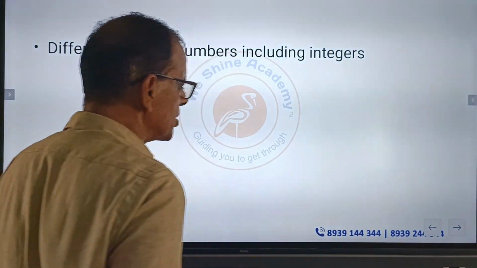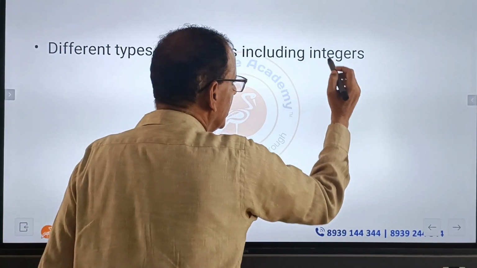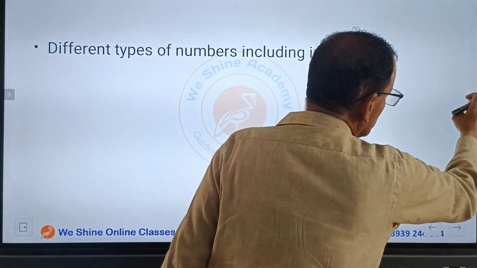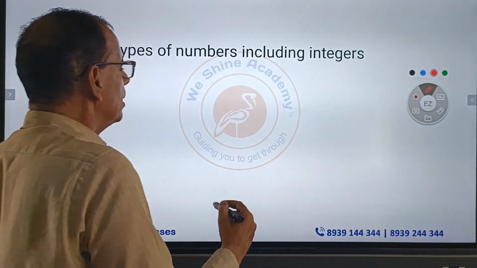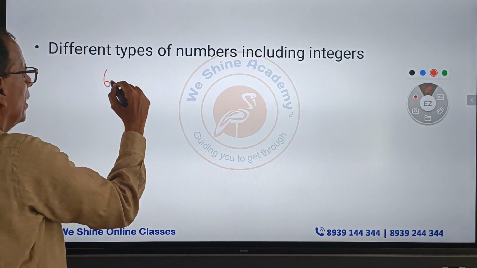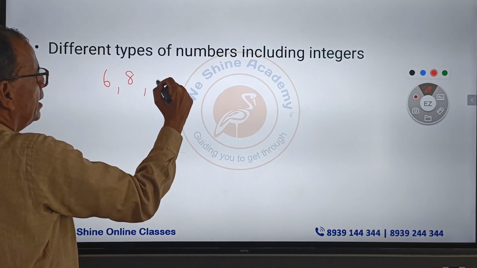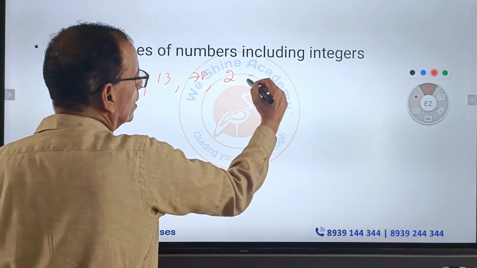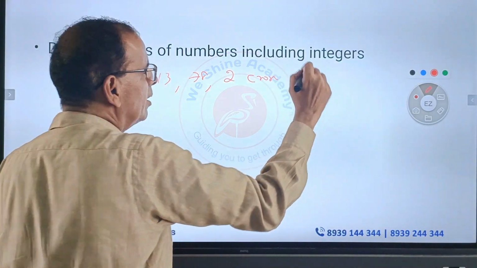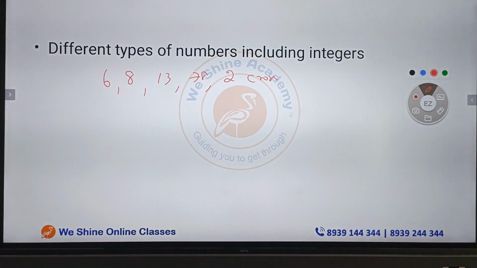Including integers. What do you mean by integers? Integers means whole numbers. 6, 8, 13, 78, 2 crore. It does not have any decimal value.